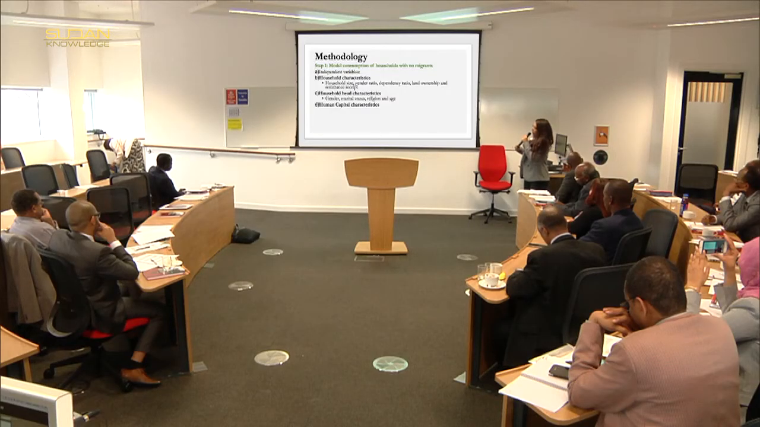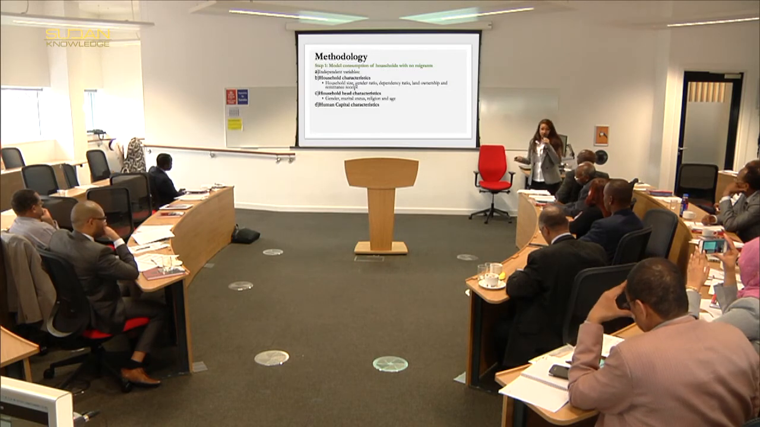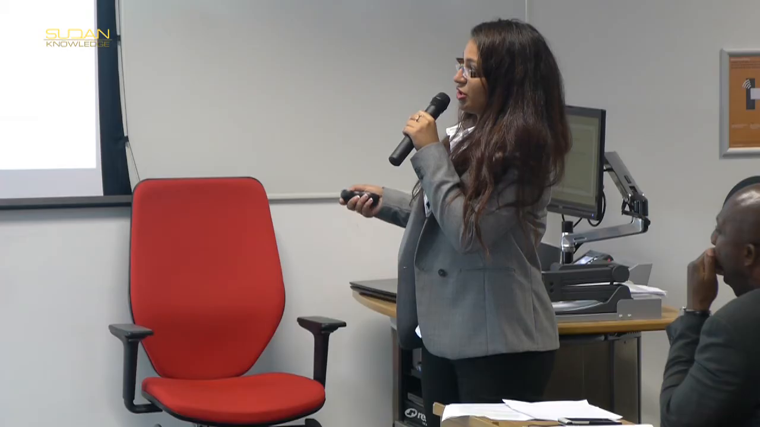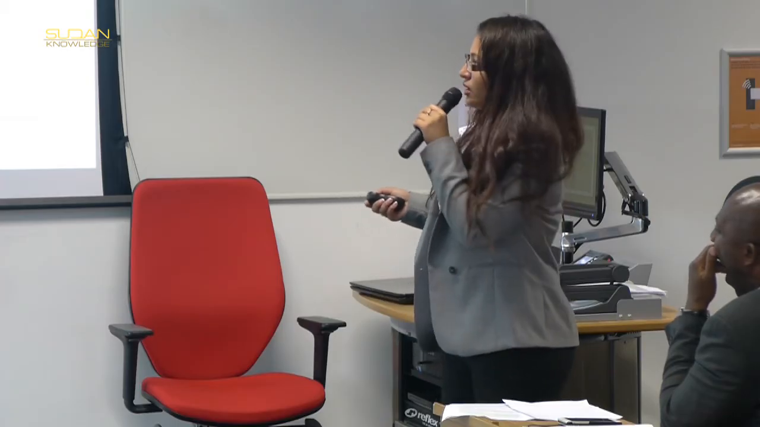So let's say, what determines your household consumption? Obviously the size of your household. The number of elderly and children relative to the size of the household, so your dependency ratio. The maximum education of members in that household. Also household dwelling characteristics. All of these factors determine your consumption.